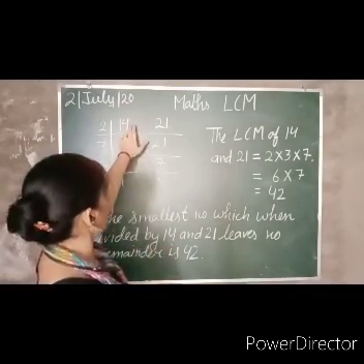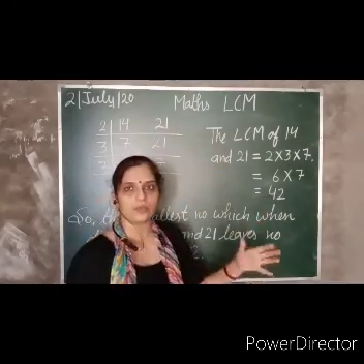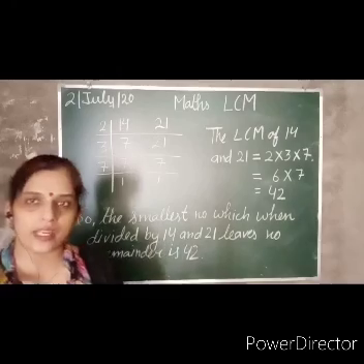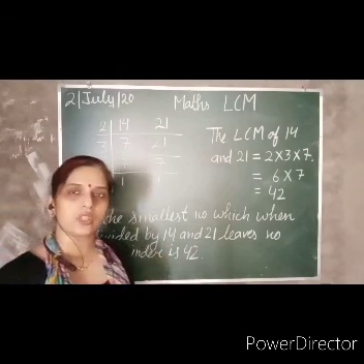We can check the answer. 40 3s are 42. 21 2s are 42. In both the cases there is no remainder. It means our answer is correct. Okay, now let's move on to the next question.